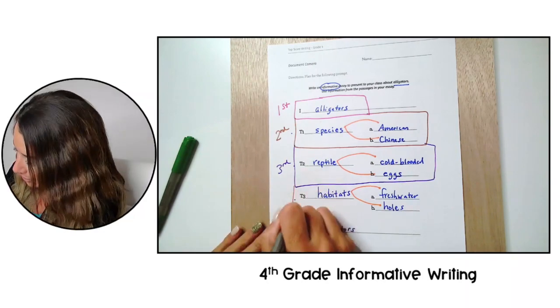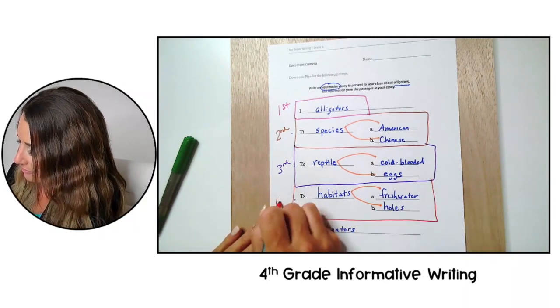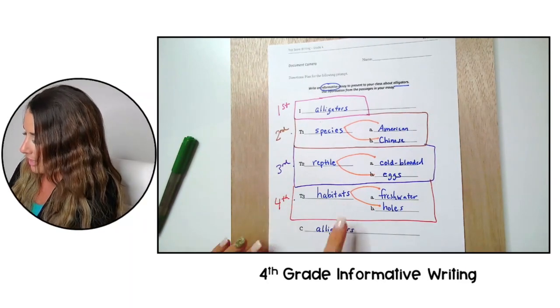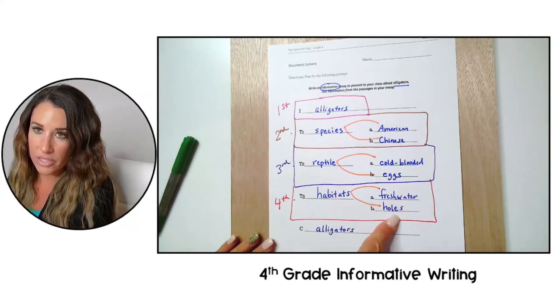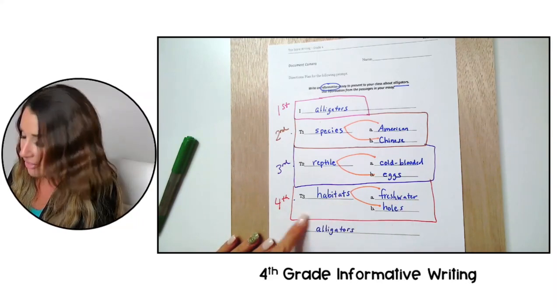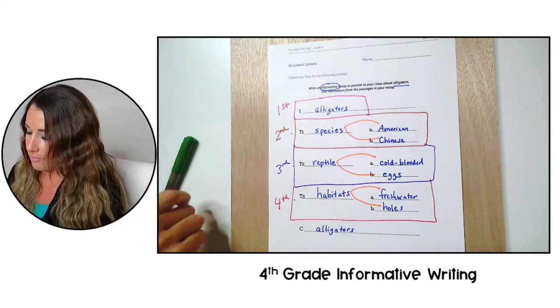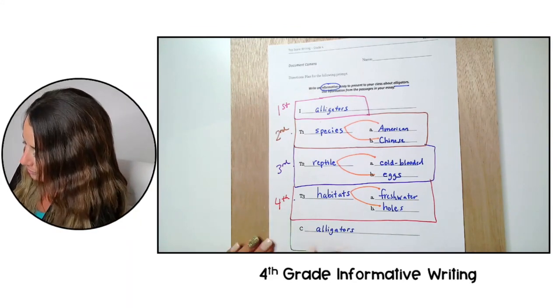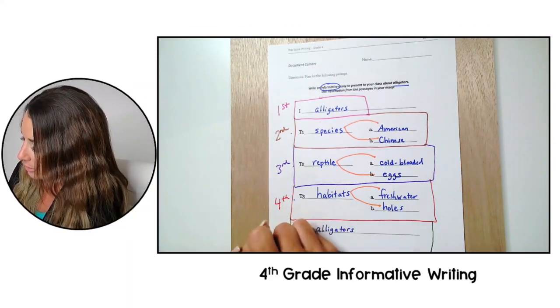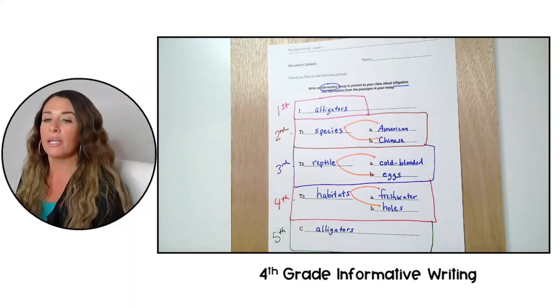My fourth paragraph is going to be about the different habitats that alligators live in, and I'm going to talk about the freshwater habitats and the holes that they create in their habitats. This is my fourth paragraph. And my fifth paragraph, I'm going to put a box in green, is going to be my conclusion where I wrap up my essay about alligators.